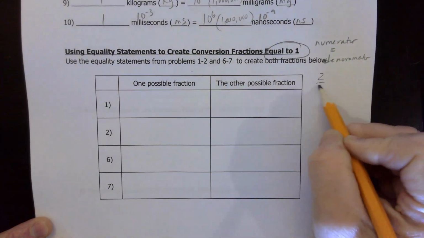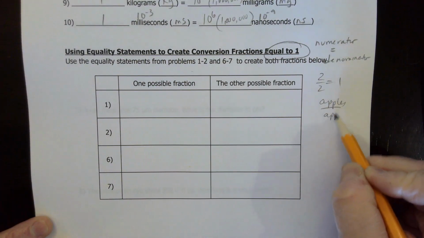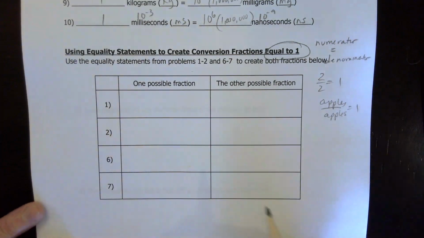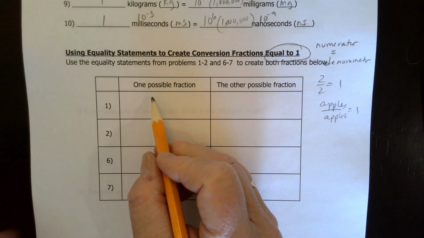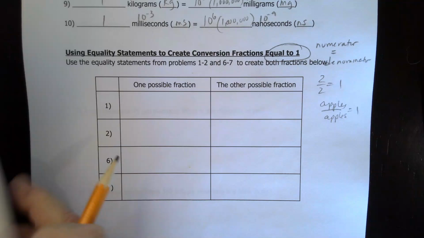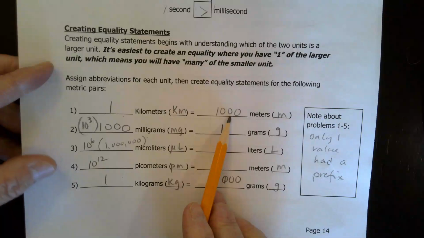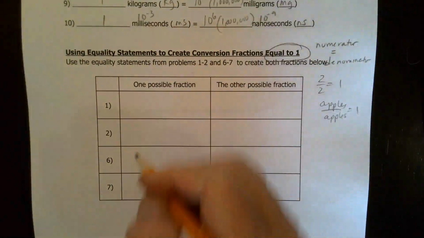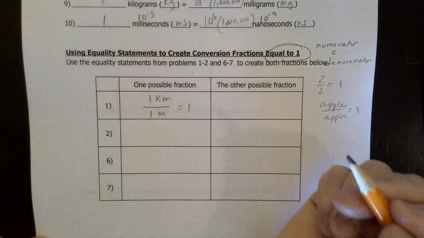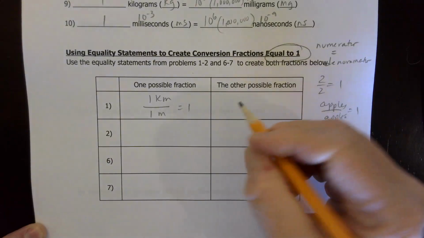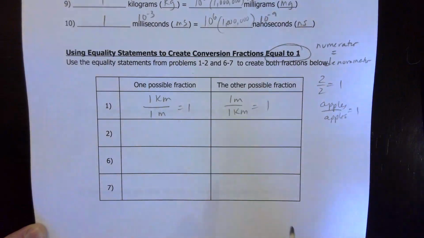Right? 2 over 2 is equal to 1. Apples over apples is equal to 1. So anything over itself is equal to 1. Right? So the idea here is that if we take a look back at number 1, that was on the previous page right here: 1 kilometer and 1,000 meters. They're equal to each other. So if you said 1 kilometer over 1 meter, that's equal to 1. Switching it or flipping it, 1 meter over 1 kilometer is also equal to 1.